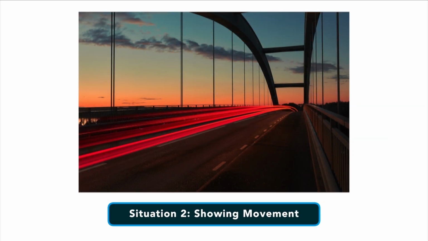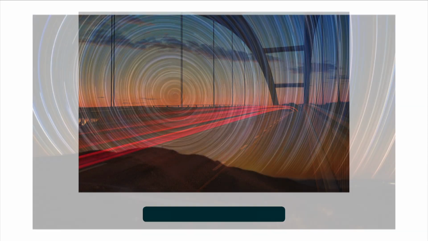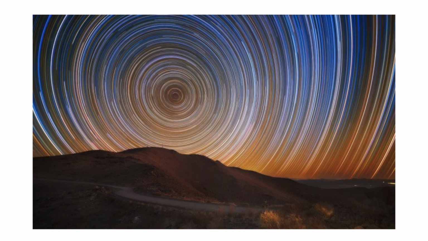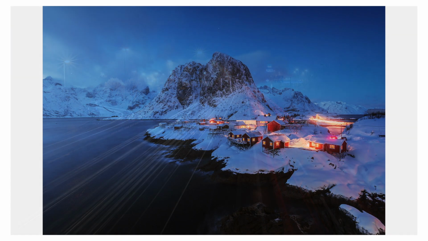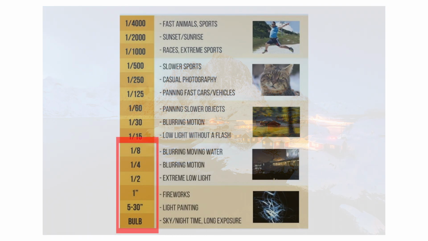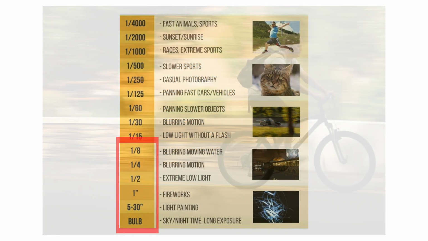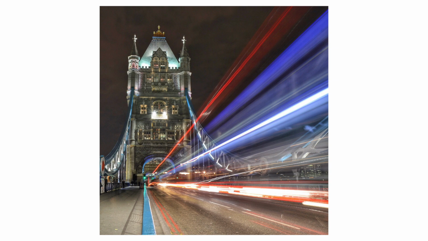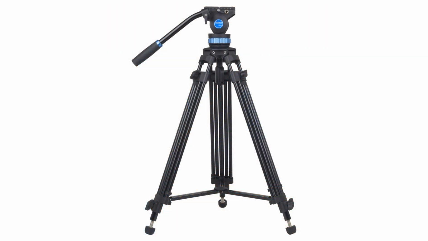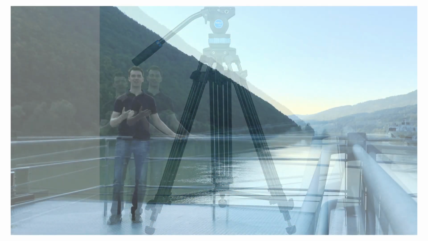Situation 2, when you want to show movement. If you are out and planning to capture star trails, for example, or light trails on a freeway, or take blue hour photos or videos, you would have to select a slow shutter speed so that the subject's movement is well captured in a single image or in the scene. To capture long exposure photos, for example, you must carry a tripod along to avoid any kind of camera shake and blur introduced into this image.